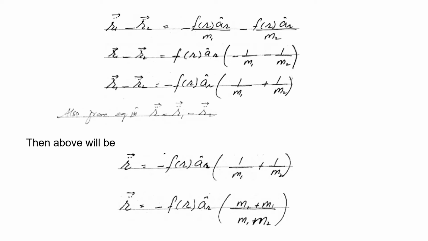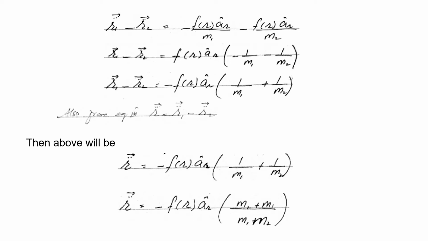Taking the minus on common, we have r1 double dot minus r2 double dot is equal to minus f of r, r unit vector, into 1 over m1 plus 1 over m2. Also we know that r1 minus r2 is equal to r. Similarly, r1 double dot minus r2 double dot will also be equal to r double dot. So substituting that value, we get r double dot is equal to minus f of r, r unit vector, into 1 over m1 plus 1 over m2.